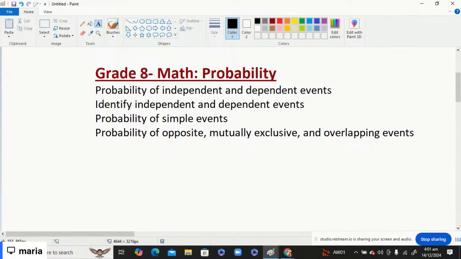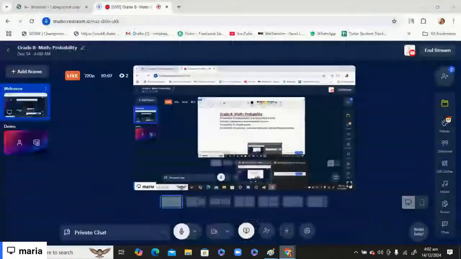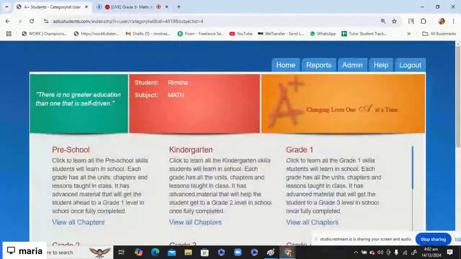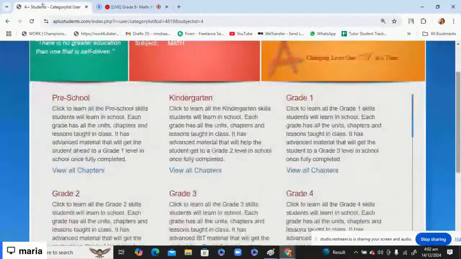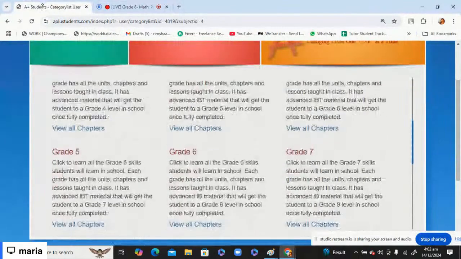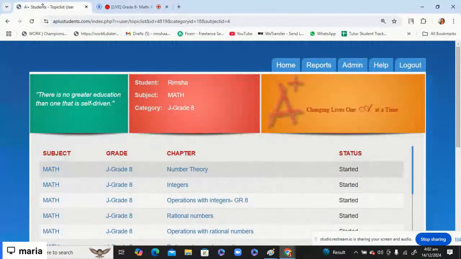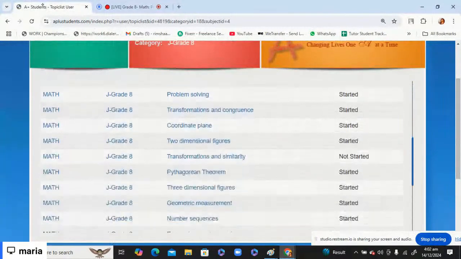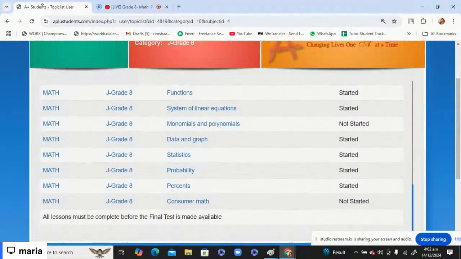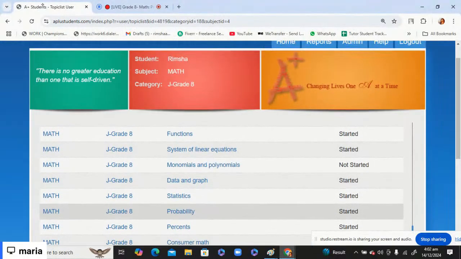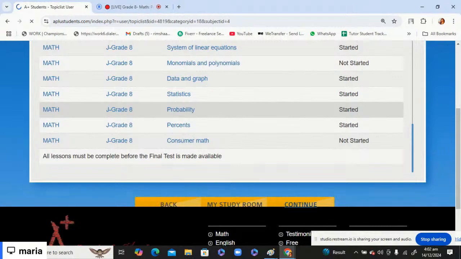So you can find all the lessons on aplusstudent.com. You have to log in by using your email and the passwords that are provided by the administrator. Go to the subject tab, select maths from there. Here is the list of the grades. So we are on grade 8, view all chapters. There are a lot of lessons and we are on probability. Let's open this.